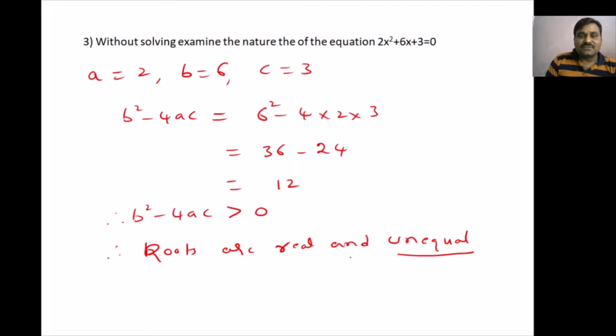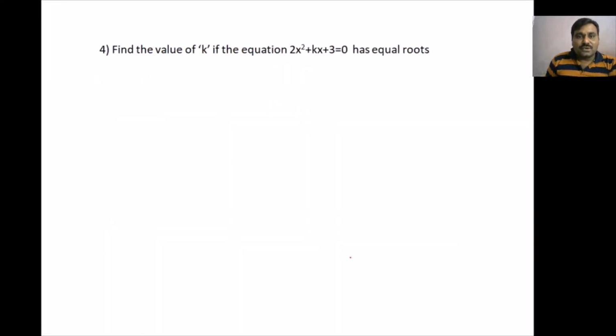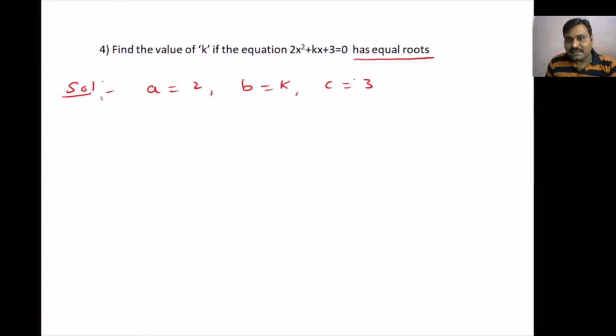Now let us see some of the application oriented questions which are expected to be asked in the board examination. Find the value of k when the equation 2x square plus kx plus 3 is equal to 0 has equal roots. Here the equation is having equal roots, so in that case we have to find the value of k. Now to solve this, first we have to take the values of a, b, c. So the value of a is 2, the value of b is k, and the value of c is 3 by comparing the given equation with the general form of quadratic equation.